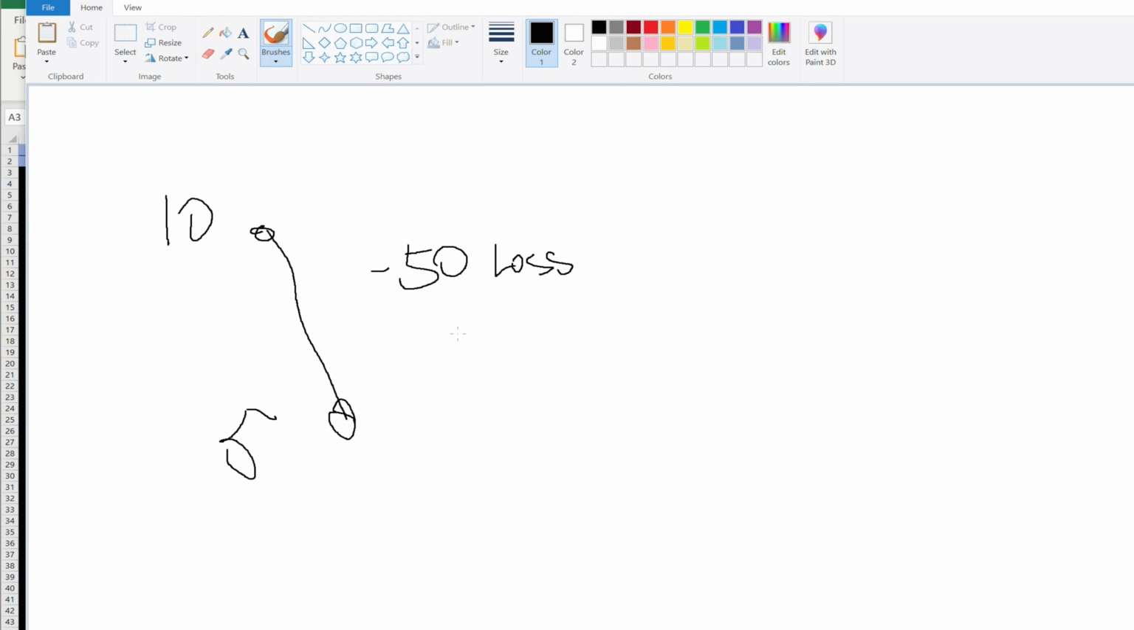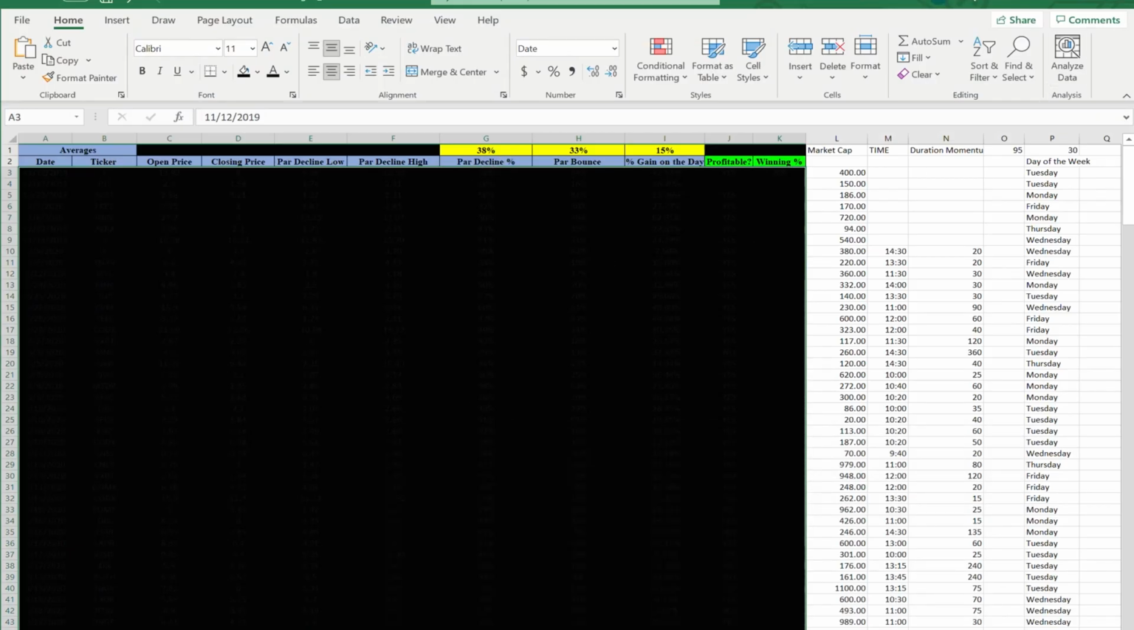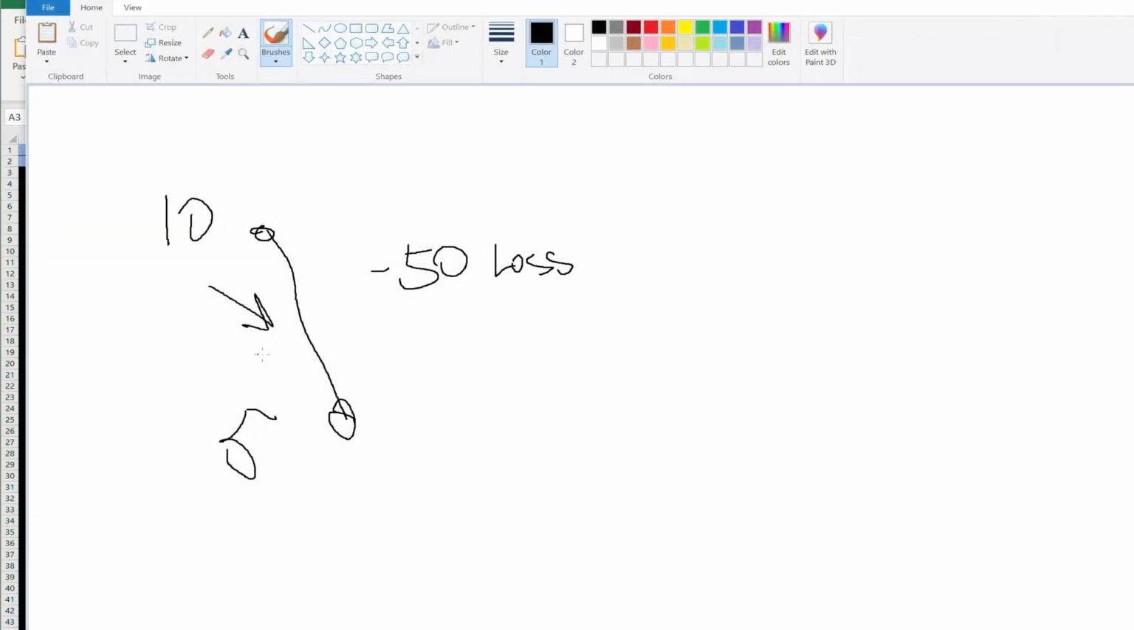Or decline, whatever. And so this is my parabolic decline. Here is the parabolic decline percentage. I want to know from the open how far below the open price the stock went. Then from here it bounces. So this is your parabolic decline bounce.